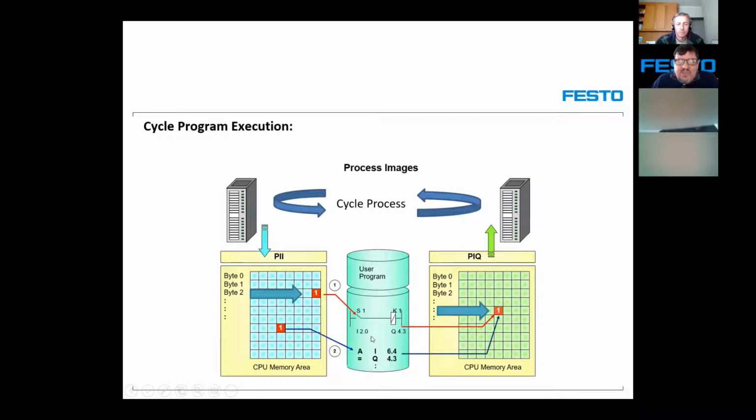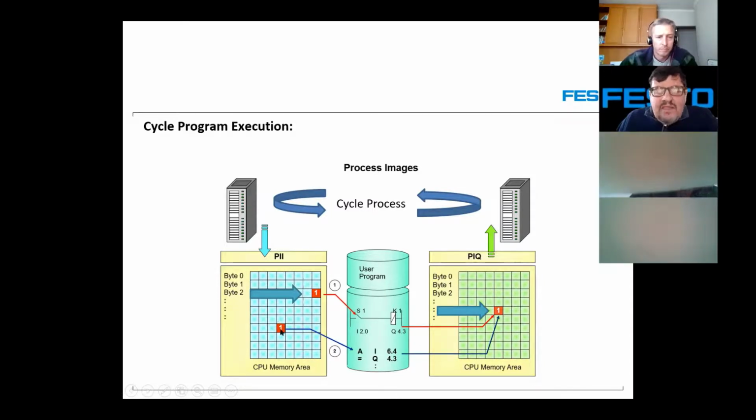Now, here is an example of a small STL program, not structured text, what we refer to as STL. I'm scanning to check the condition of input 6.4. Where do we check it? We check it within your PII, right? If that is on, then I want to put the output on. Where do we put it on? We put it on within my PIQ, right?